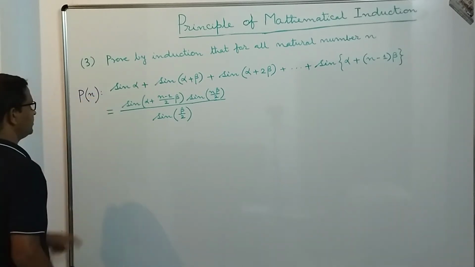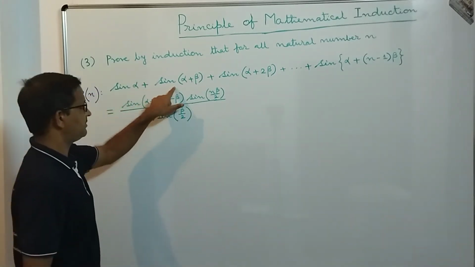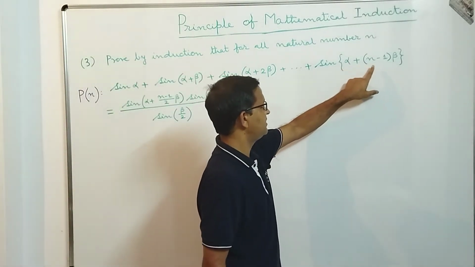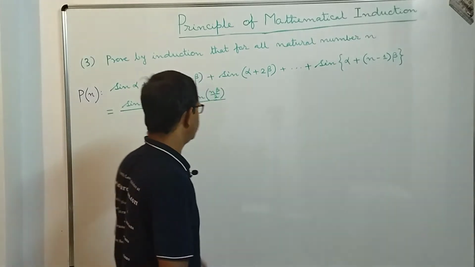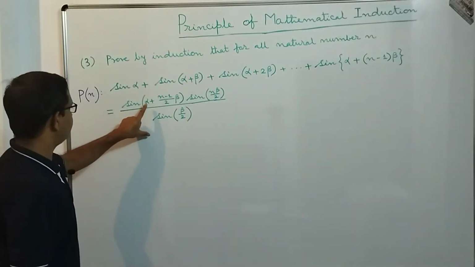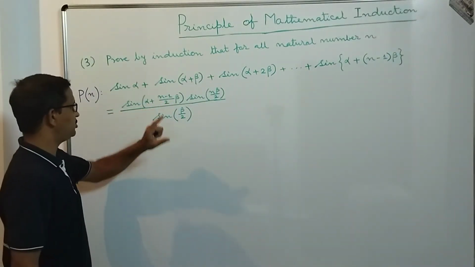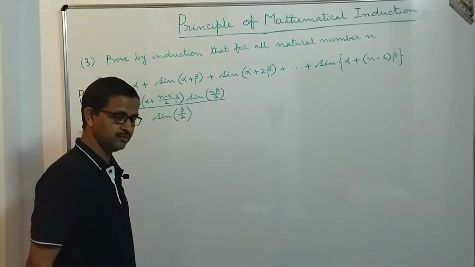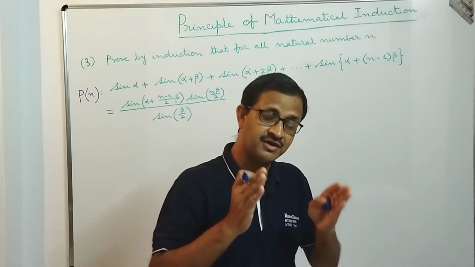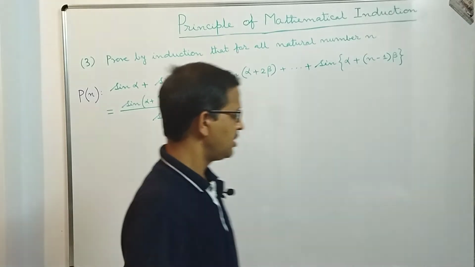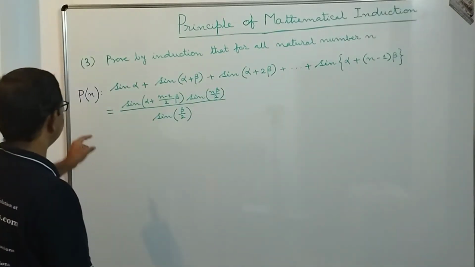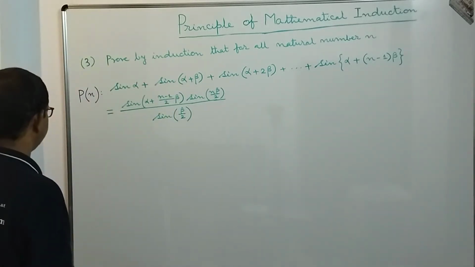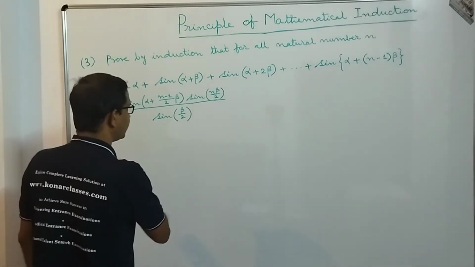Pn stands for sin alpha plus sin alpha plus beta plus sin alpha plus 2 beta up to sin alpha plus n minus 1 into beta, is equal to sin of alpha plus n minus 1 by 2 into beta, into sin n into beta by 2, divided by sin beta by 2. That entire thing is a mathematical statement. Now, as we need to prove that this is true for all natural numbers n, first we need to prove that P1 is true.